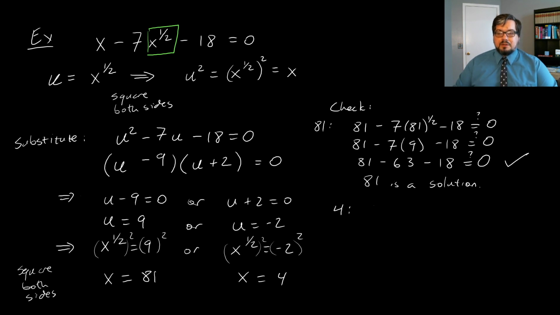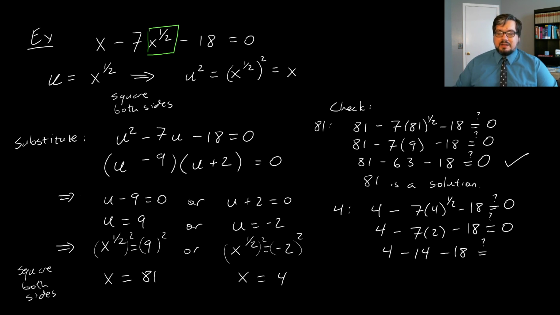Let's check 4. We want to see whether 4 minus 7 times 4 to the 1/2 minus 18 equals 0. Well, that gives us 4 minus 7 times 2, since 4 to the 1/2 is the square root of 4. Does that equal 0? We get 4 minus 14 minus 18. We ask, does that equal 0? And of course we see it doesn't. We get that the left-hand side works out to be negative 28, which is definitely not 0. So that means 4 is not a solution.